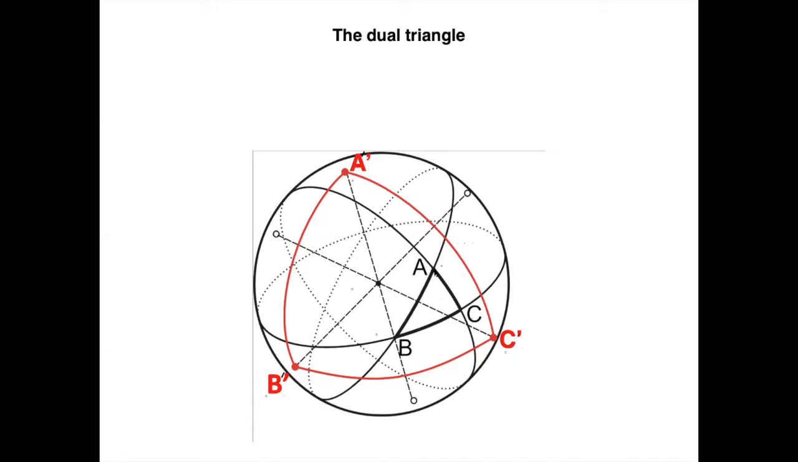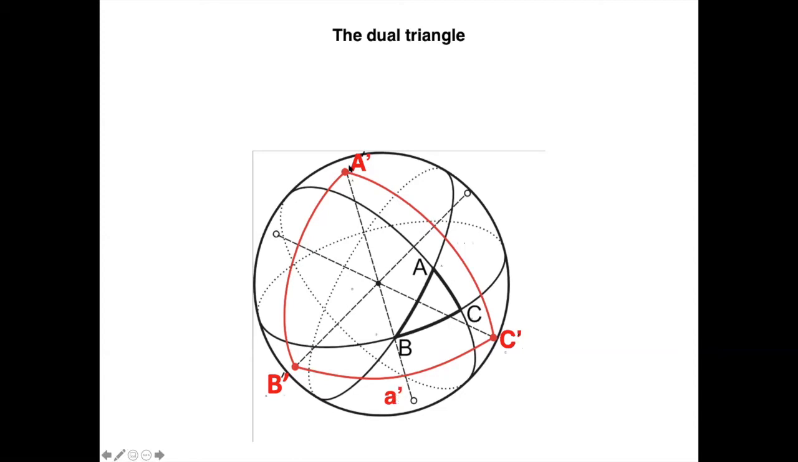On the same token, you have here the side AC. Draw the great circle of the side AC. Its pole is the point B prime. And here you have the side BC. Draw the great circle of BC. The poles are going to be the point A prime and the opposite point. So you can draw this triangle whose vertices are the poles of the great circles that define ABC. That is the dual triangle.